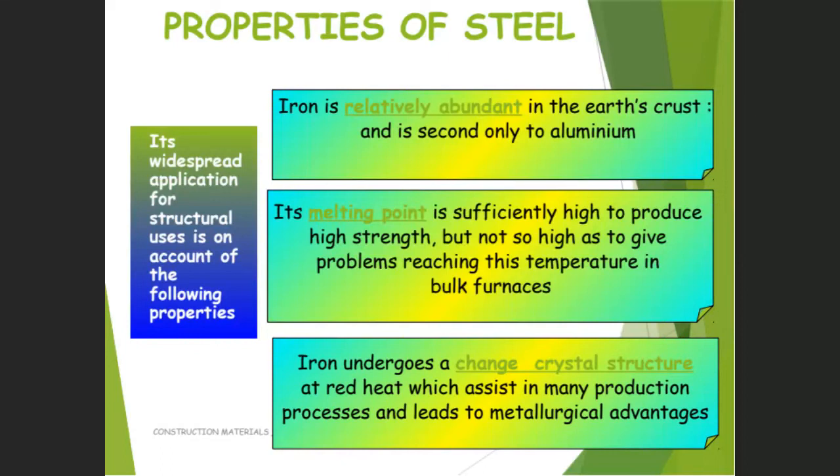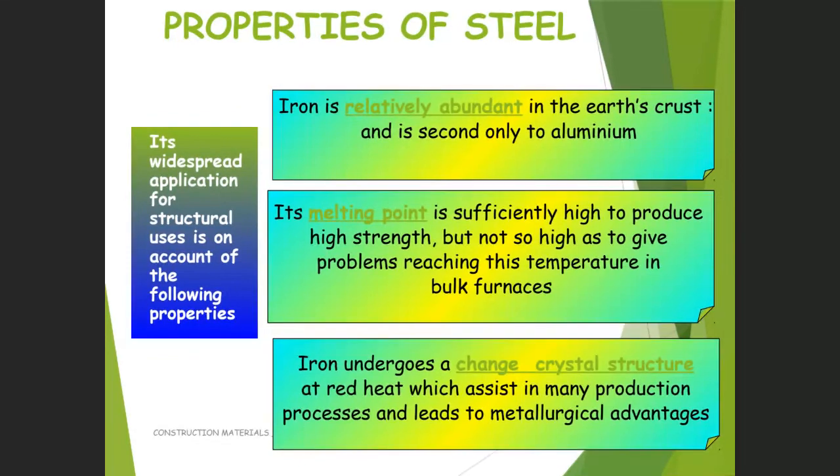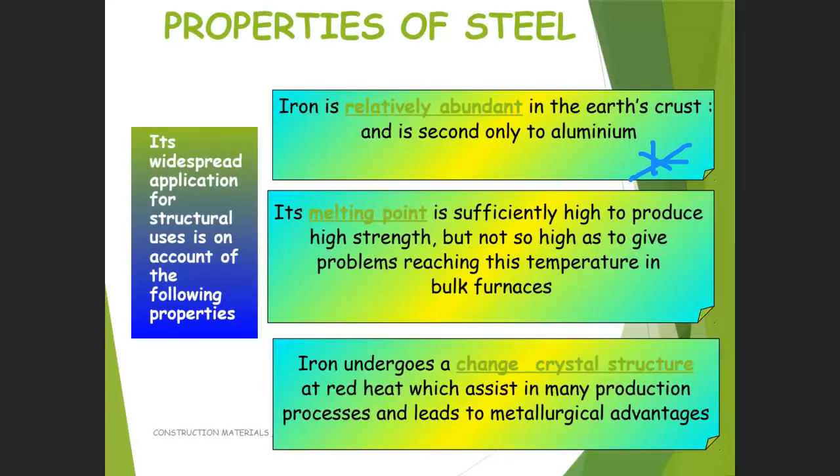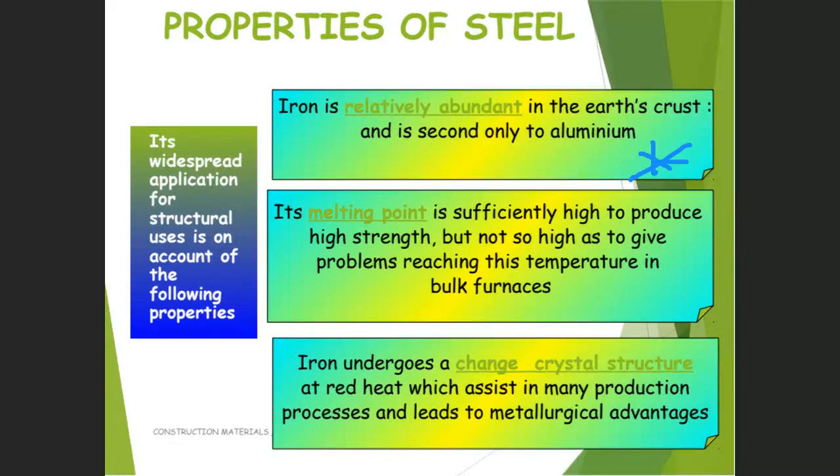It is relatively abundant in the earth's crust, second only to aluminum. This is in terms of the nature of the product, how the steel is being used and how it is being applied. Its melting point is sufficiently high to produce high strength in the product, but not so high as to cause problems reaching its temperature.